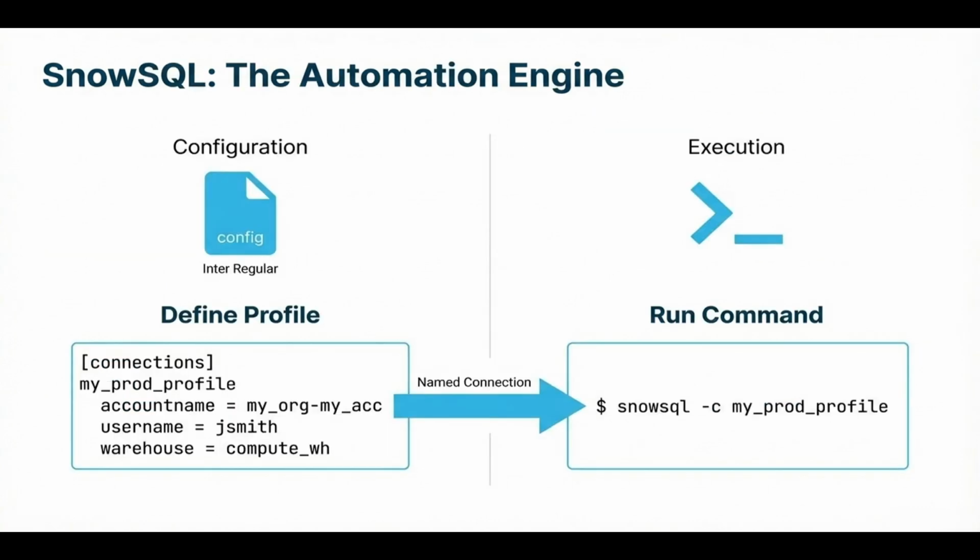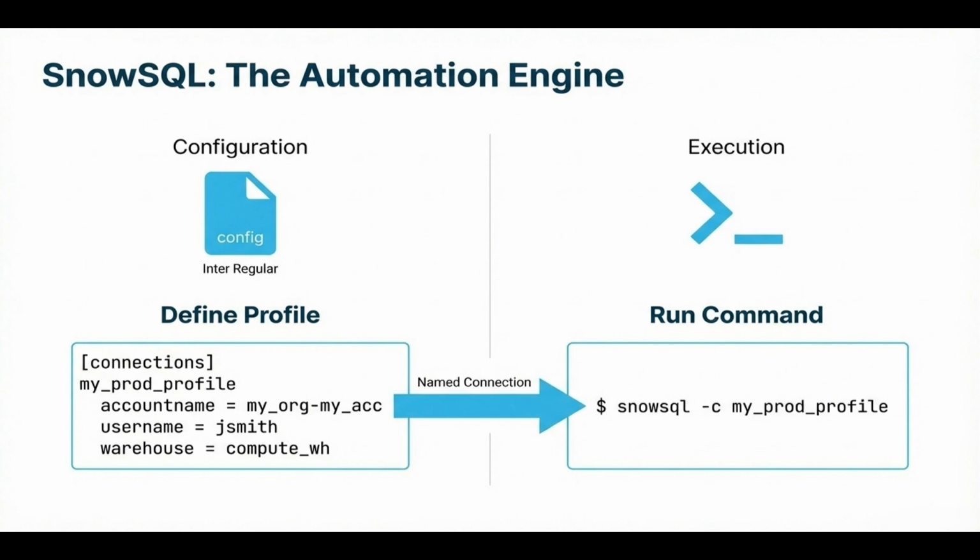SnowSQL is Snowflake's command line interface and the core tool for automation. It is mainly used when you want to run Snowflake queries from scripts, jobs, or CI/CD pipelines. SnowSQL works in two simple steps. First is configuration. You define a named connection profile in a config file where you specify the account name, user, and warehouse. This makes authentication reusable and secure without hard coding credentials in scripts.